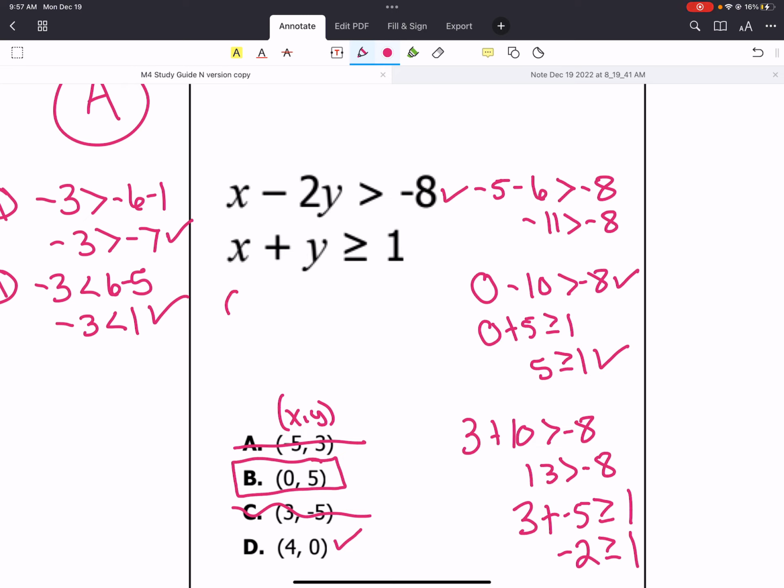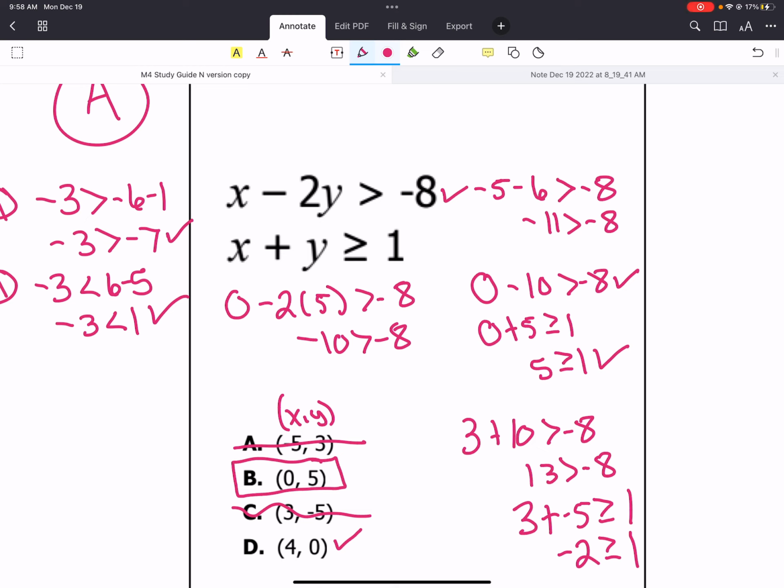Take our time. 0 minus 2 times 5 is greater than -8. That would be, oh, I see what I did right there. Guys, -11 is not greater than -8. Oh, wait, that's not -11. -10 greater than -8. Again, -10 is not greater than -8.